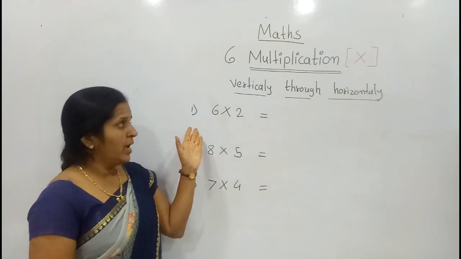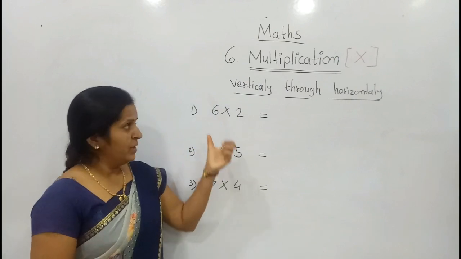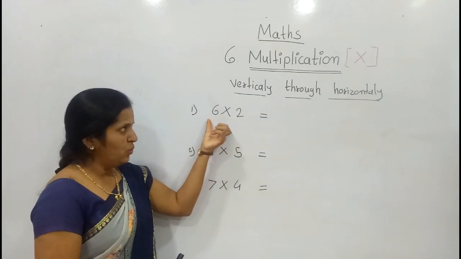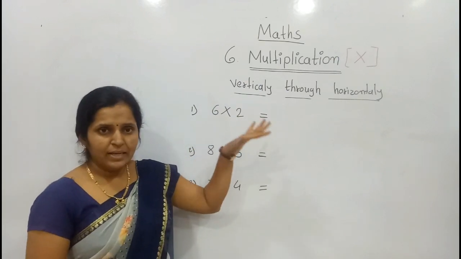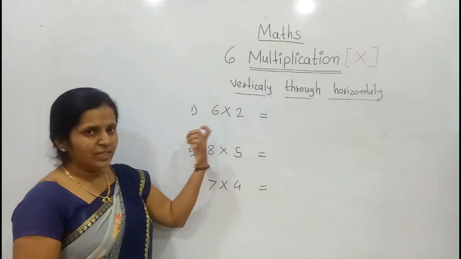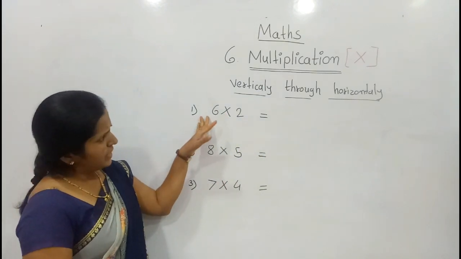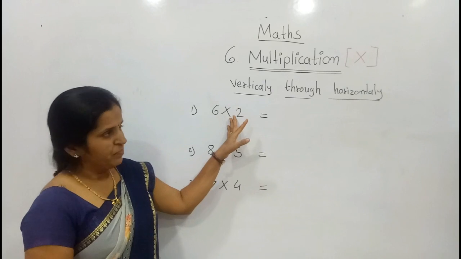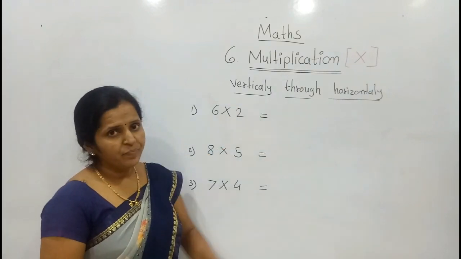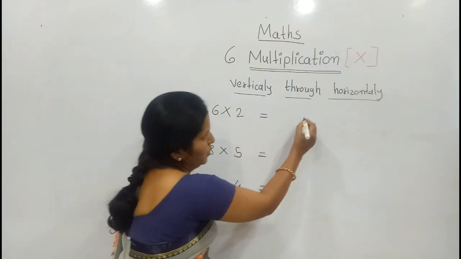As I said, you can change the order of the numbers. Means in the place of 6 we can take 2, in the place of 2 we can take 6. 6 into 2, 2 into 6, both are the same. But it is given horizontally, sleeping. How to write vertically? 6 into 2.